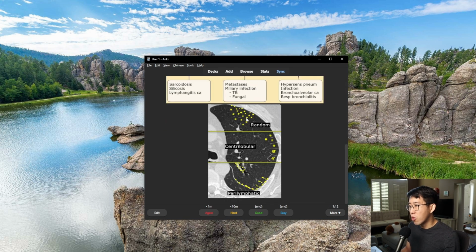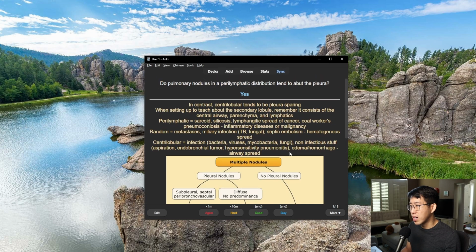All right, so again, you've got randomly distributed, you've got perilymphatic spread, look at it abutting the pleura down here, and then you have centrilobular spread, which is a lot of times going to be some kind of infection.